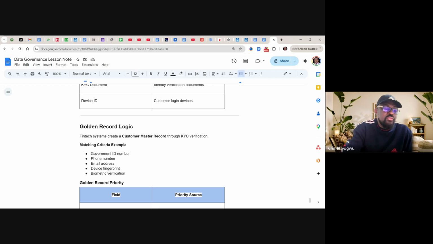You need to put your phone number. You need to put your email. You need to put device, fingerprint, biometric verification. This can be a list of all the things someone needs to pass through before you say that the person is KYC verified.